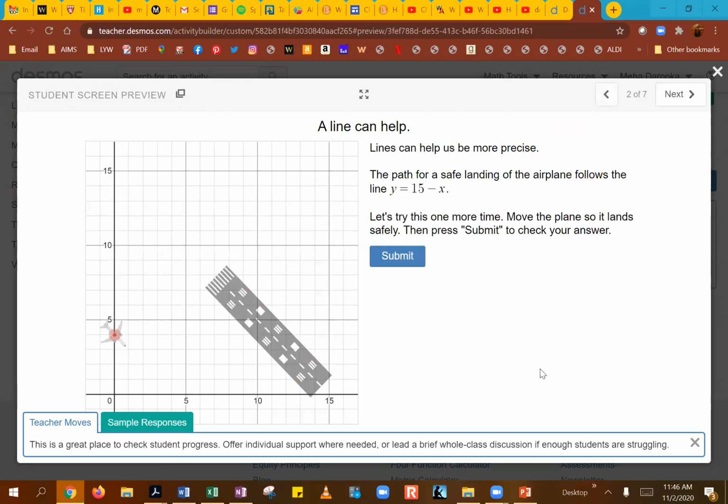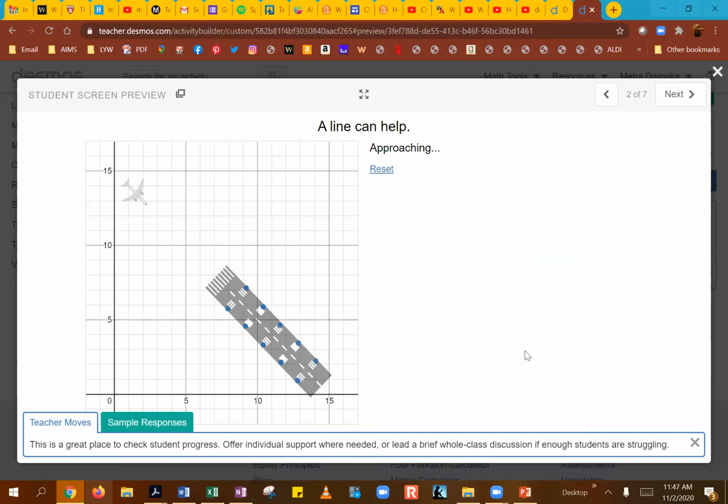But as you move forward, you will see they start putting this on a grid. They're giving you an equation and you're still doing the same thing. You are still looking at landing your plane, but now that you have that equation, does it make it easier? You can see how those lights turned green and our plane is right in the center. So we obviously landed safely.